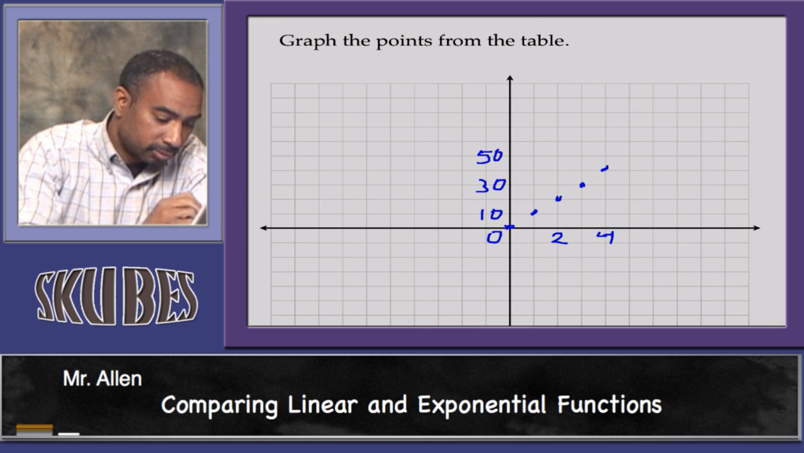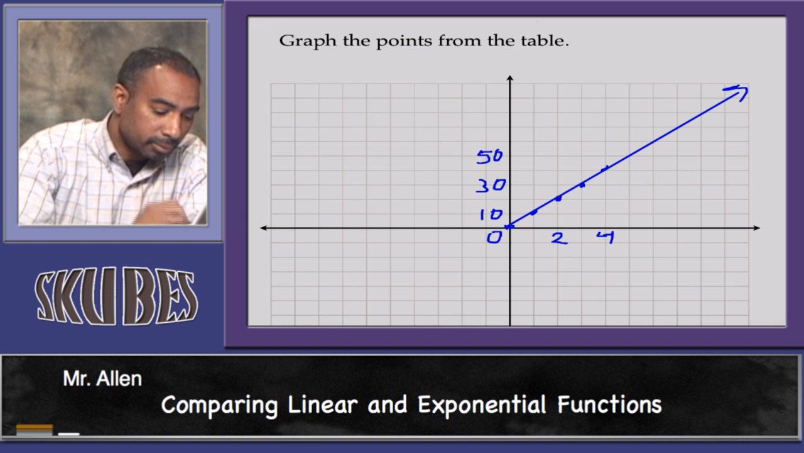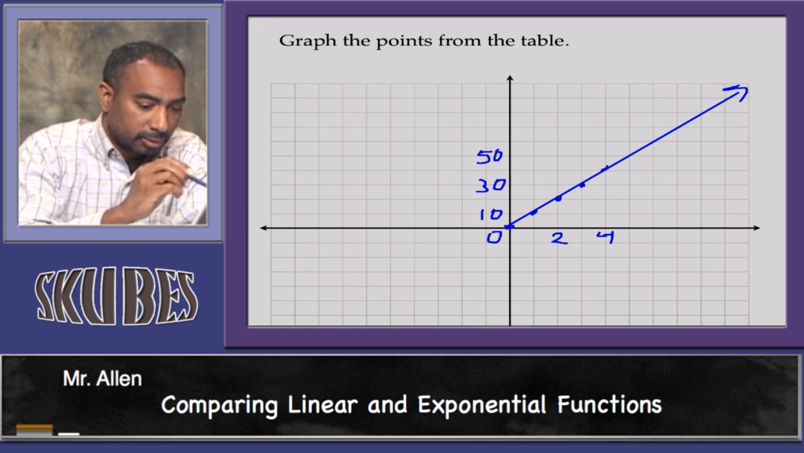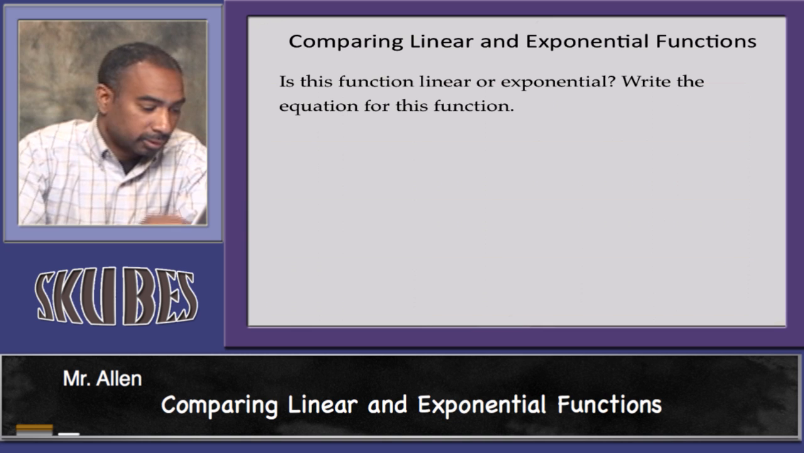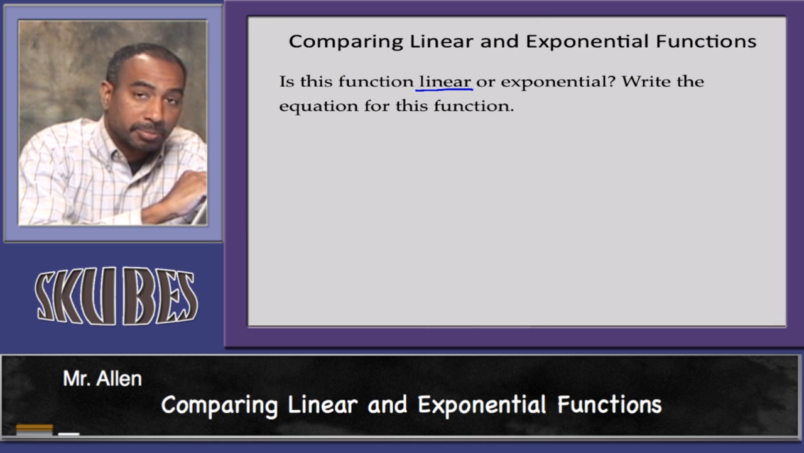And you can keep that line going out to the graph. There it goes. Is this function linear or exponential? We know it's going to be linear because it forms a straight line. Those points line up in a straight line.